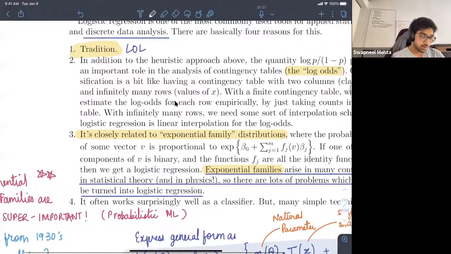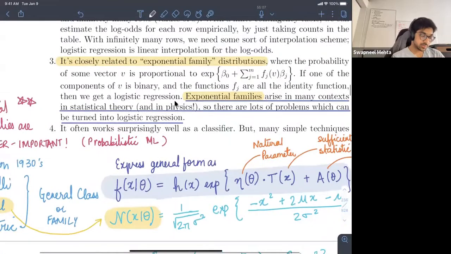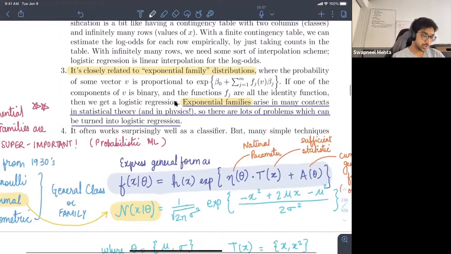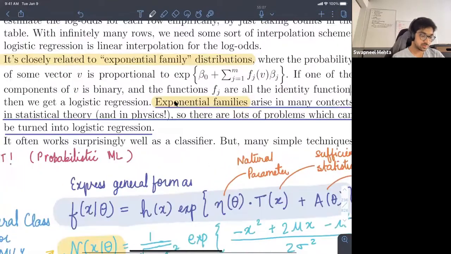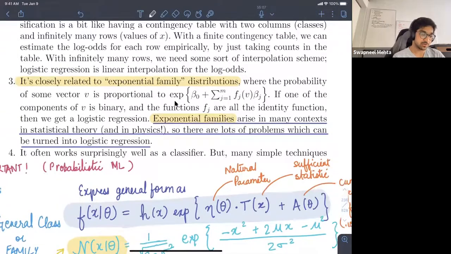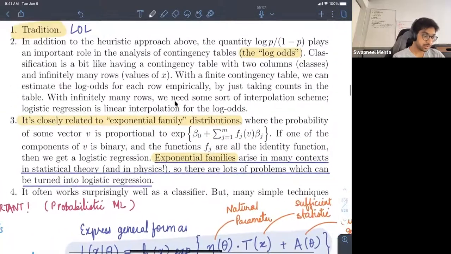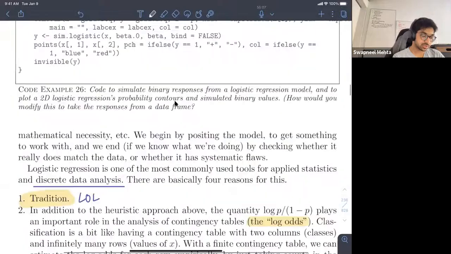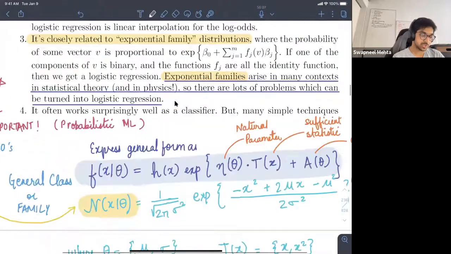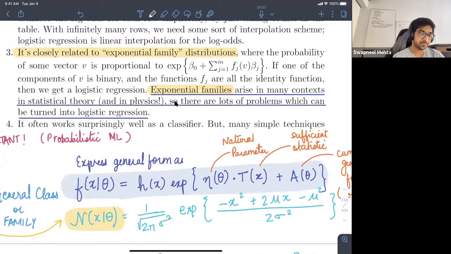Anyway, now we come to a super important point, which has to do with the exponential family of distributions. A logistic regression is closely related to this exponential model, the exponential family, where the probability of some vector v is proportional to exponential of beta naught plus summation over some function of v times beta j.